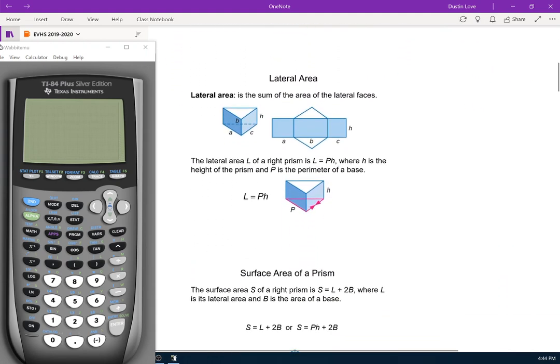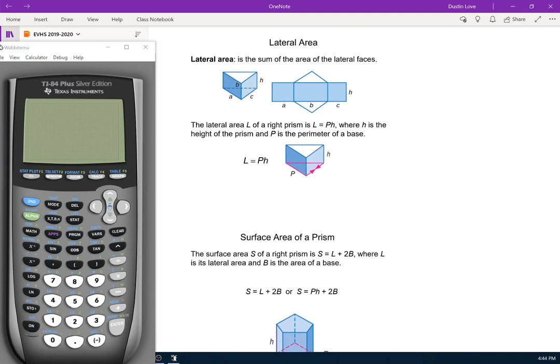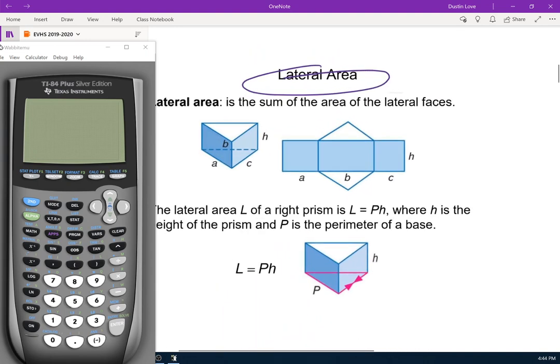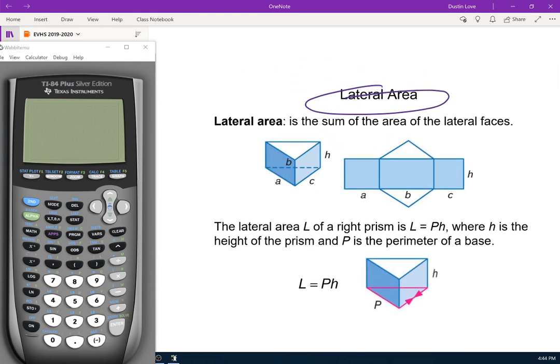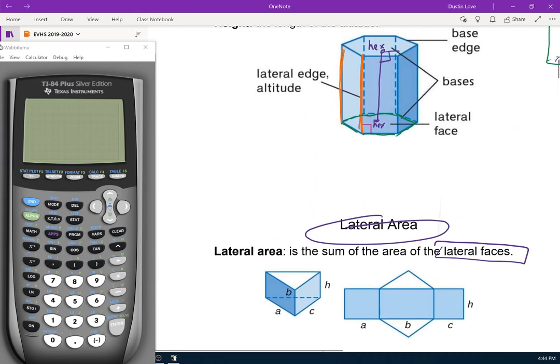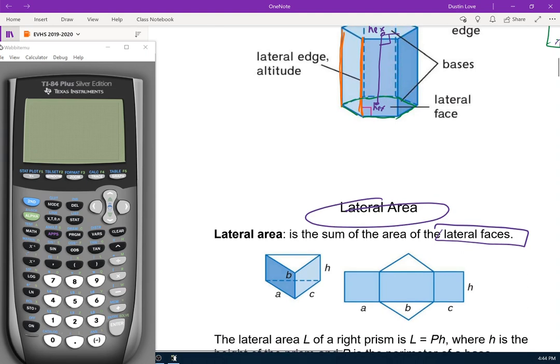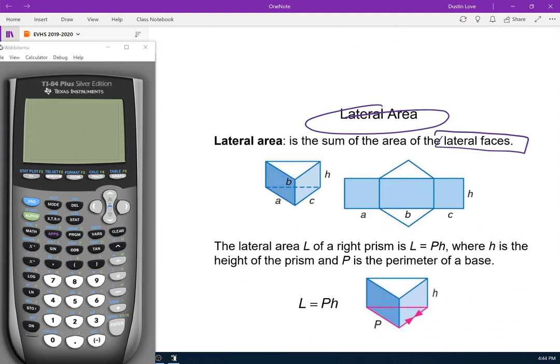Now, there are two types of surface area. There is lateral area, and then there is surface area. The difference in the two is, do we count the bases? Okay, the lateral area is the sum of all of the lateral faces, or in this case, all of those rectangles. Now, in here you have a picture of a net.